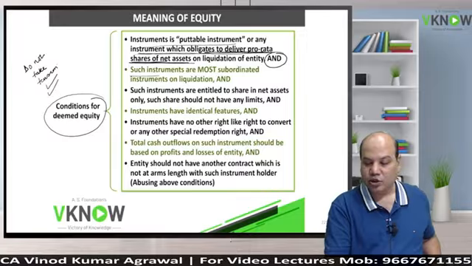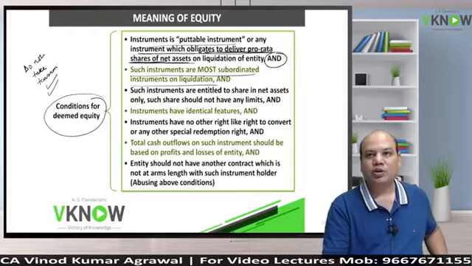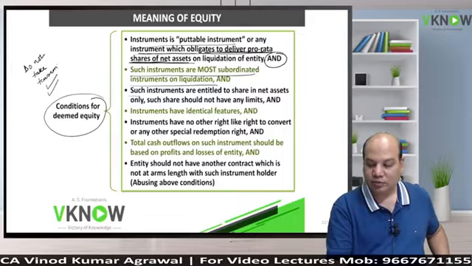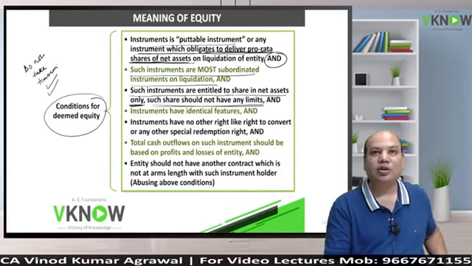Then such instruments are the most subordinated instruments on liquidation. Most subordinate means they will be last in the queue, after paying all other creditors and lenders, then they are paid. They cannot demand payment before others. And such instruments are entitled to share in the net asset only. They are entitled to share in net asset pro rata, and there should not be any limit on that.